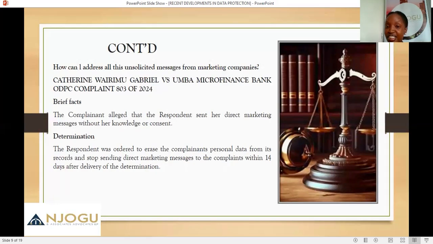Great. So we can see we have a course of action. If you have an issue like that, you're getting so many messages from microfinance banks, these are the Akinatalas and the Fulizas and all those people, and you've not consented and you're not even a client, there's a course of action here. You've seen how the ODPC ruled. Great.